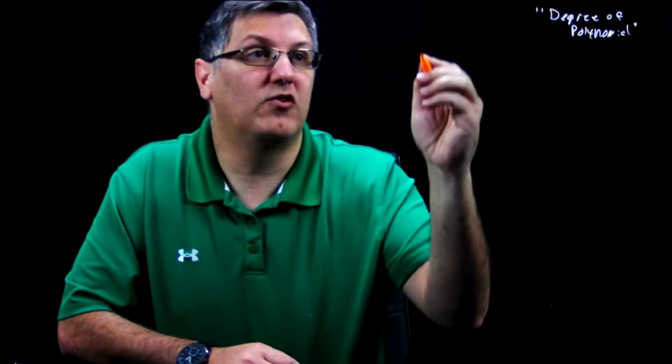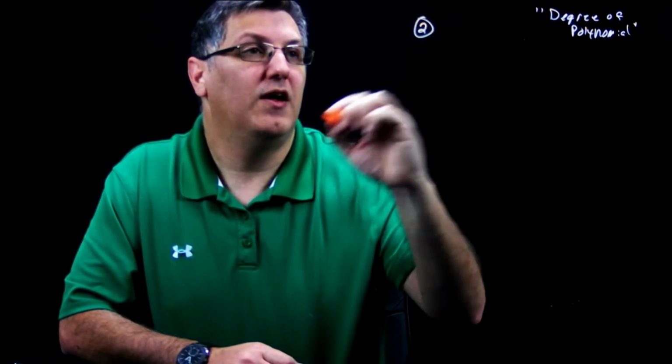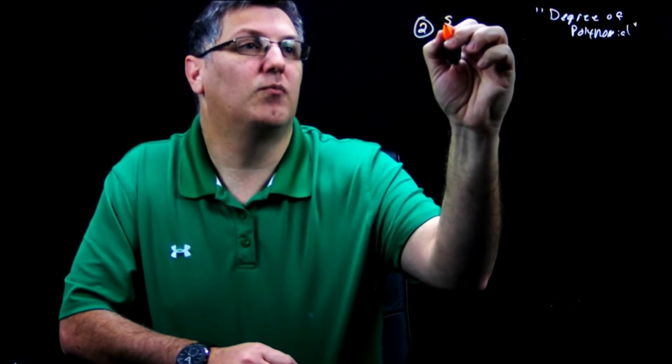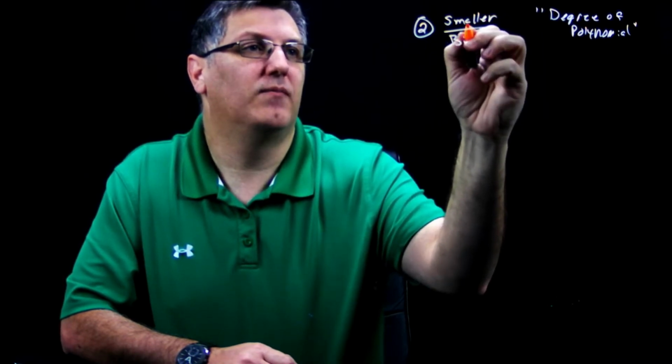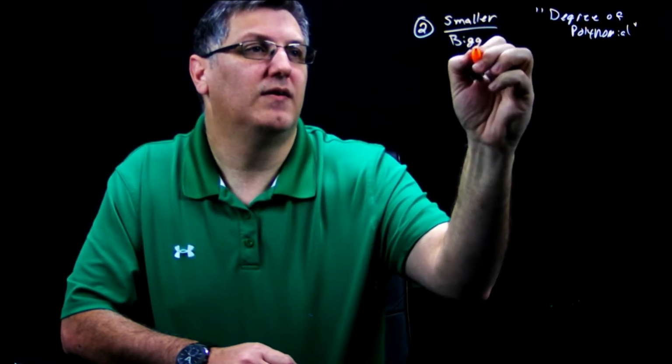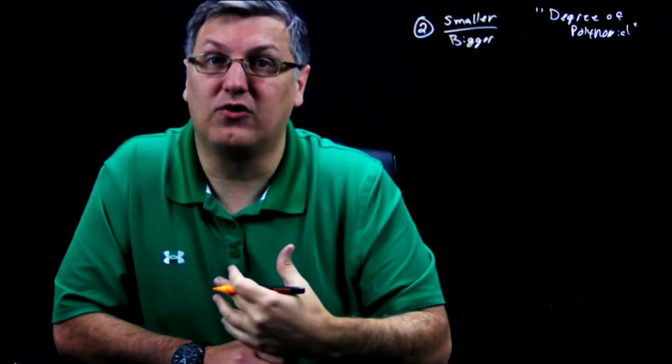Okay, rule number 2. If the degree is smaller on top and it's bigger on bottom. So once again, we're still talking about the degrees of the polynomial.